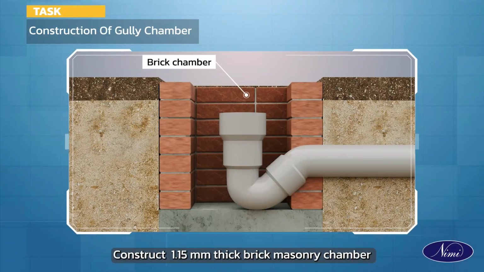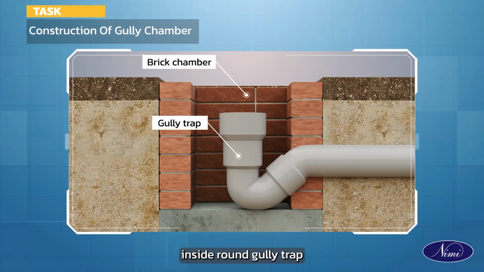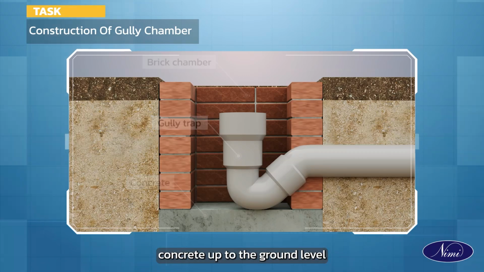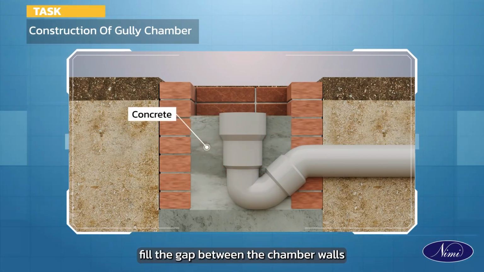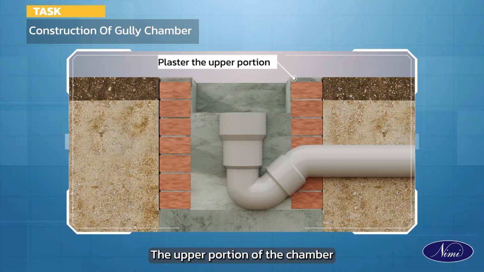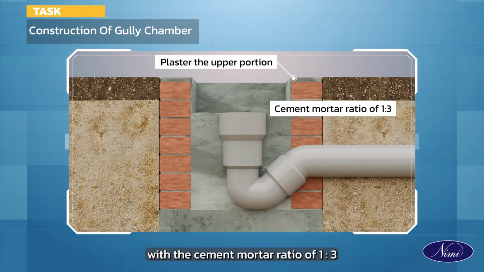Construct a 115 mm thick brick masonry chamber, 300 by 300 mm inside, around the gully trap from the top of the bed concrete up to the ground level. Fill the gap between the chamber walls and trap with cement concrete. Plaster the upper portion of the chamber above the top level of the trap with cement mortar ratio of 1:3.